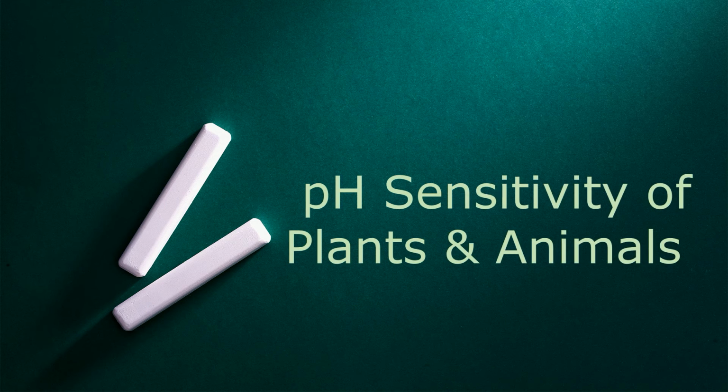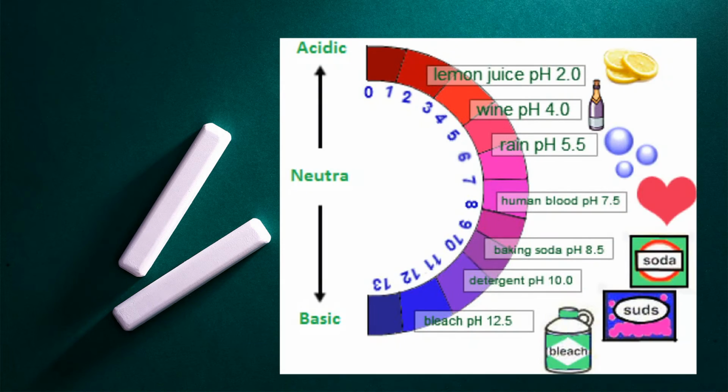pH sensitivity of plants and animals. The human body works in a narrow range of pH 7 to 7.8. Acidity can be lethal for plants and animals. pH of the digestive system: the stomach secretes HCl to kill bacteria in the food. The inner lining of the stomach protects vital cells from this acidic pH.